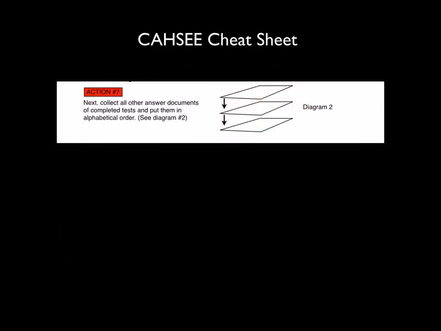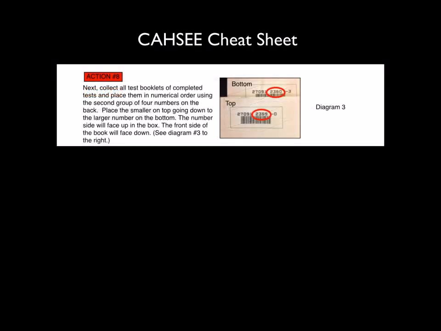For action step number 7, place the completed answer sheets in alphabetical order by last name. Any absent students' documents need to be stacked at the bottom of this pile. Action step number 8 involves putting the test booklets in numerical order using the second group of 4 numbers. Refer to the diagram for how this works.